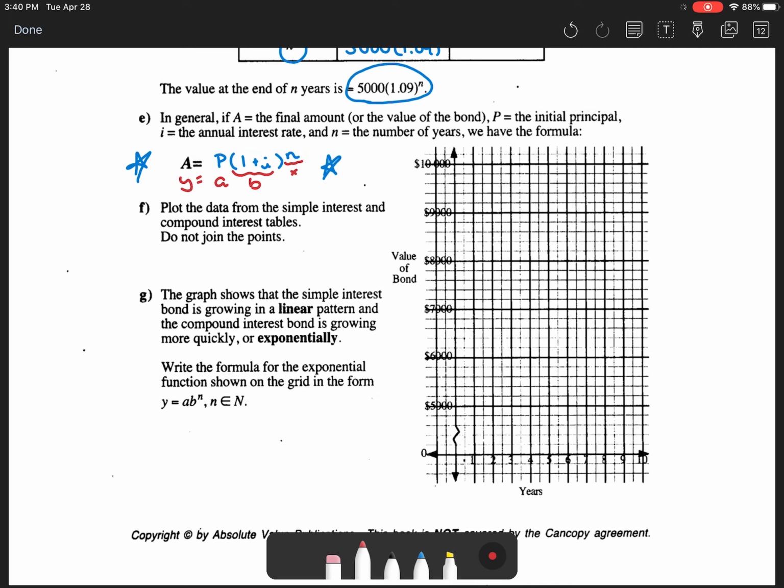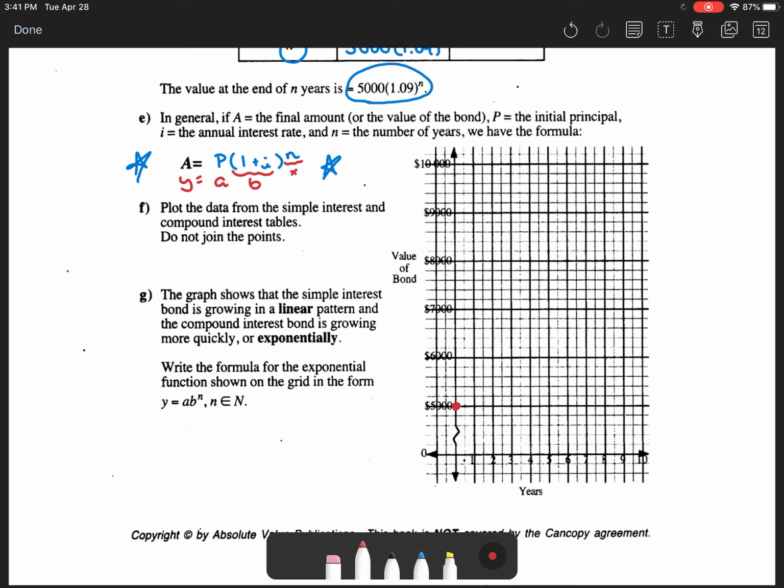So in part F, it says plot the data from simple interest and compound interest, do not join the points. And then we're just going to take a look at how they compare. We should know by now that when I graph the simple interest, I'm going to get a line, a linear function. When I graph the compound interest, I'm going to get an exponential curve, which means it's going to grow more quickly as time passes. So I will do the simple interest as red, and the compound interest, the exponential, in blue. Okay, so here we go.